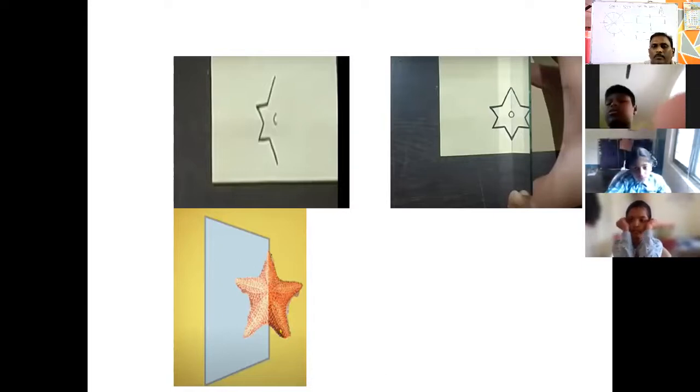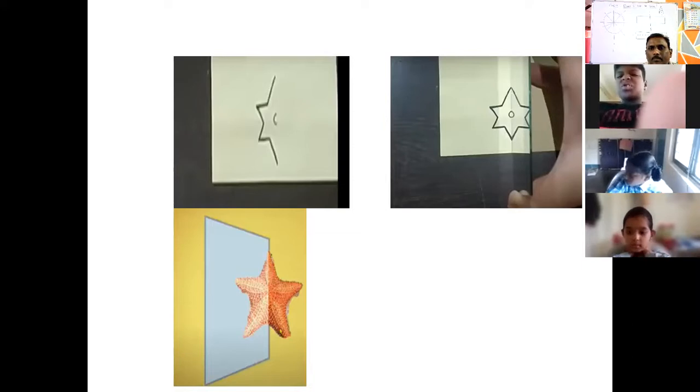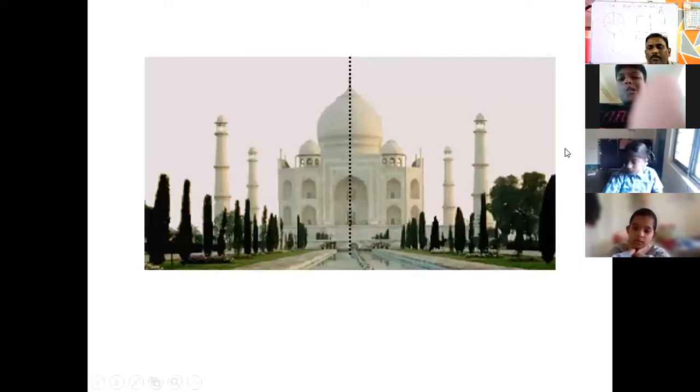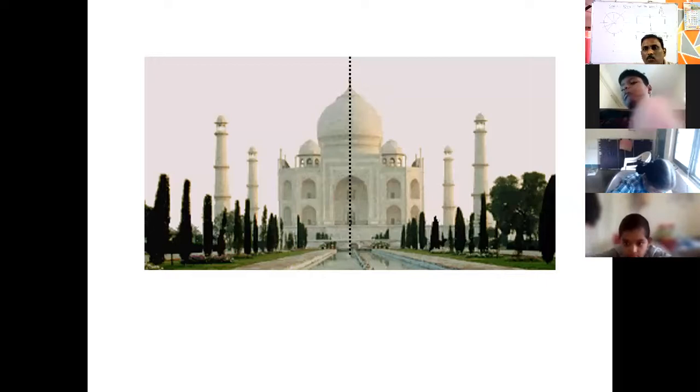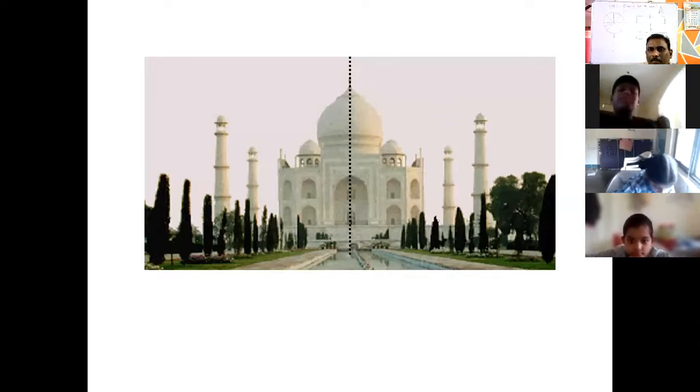Okay, so this battery ball. What is this? Taj Mahal. Yes. One of the seven wonders. It is exactly symmetry.